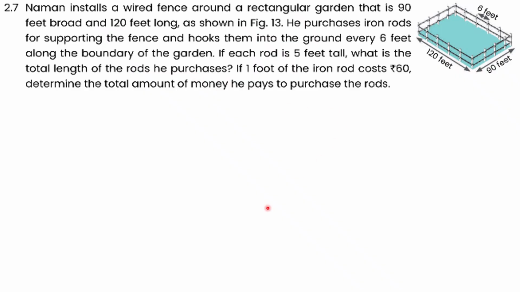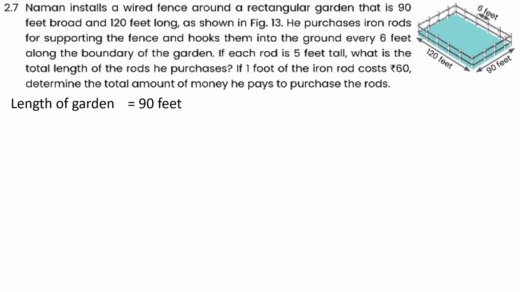So firstly you will find out the perimeter, then the gap of each rod is 6 feet. So you will divide the perimeter by 6. From this you will get the number of the poles. Okay, then after you will multiply it by 5. Why? Because the length of each pole is 5 meter.